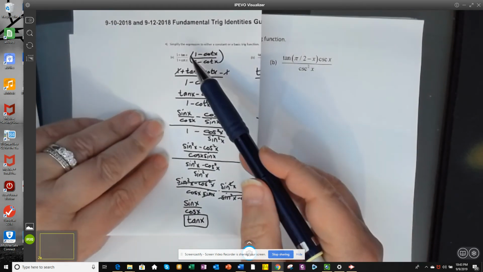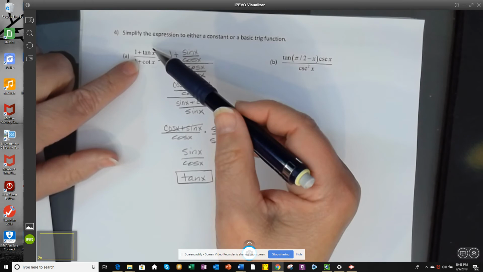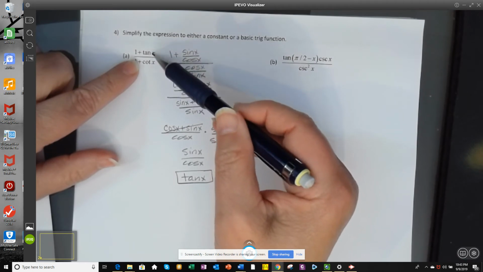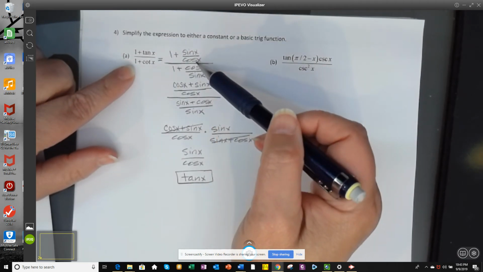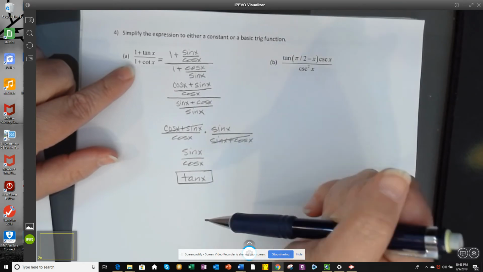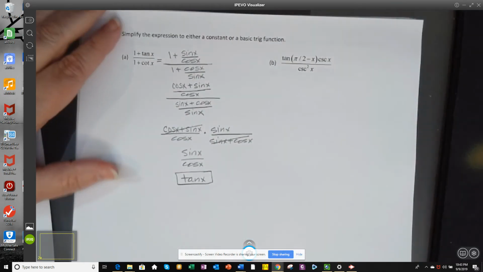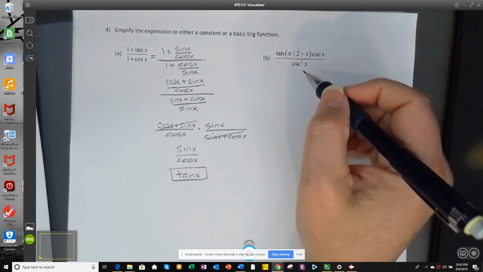So if they're the tangent and the cotangent up here and they're mixed, I usually change things to sines and cosines and it falls out pretty quickly. All right, this next one.